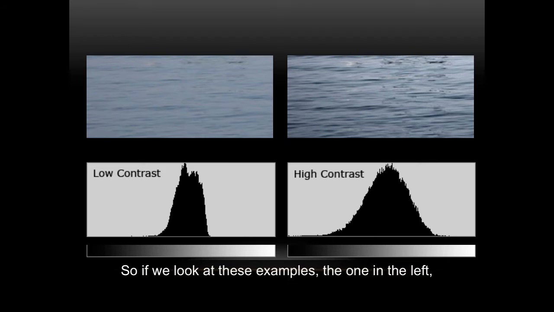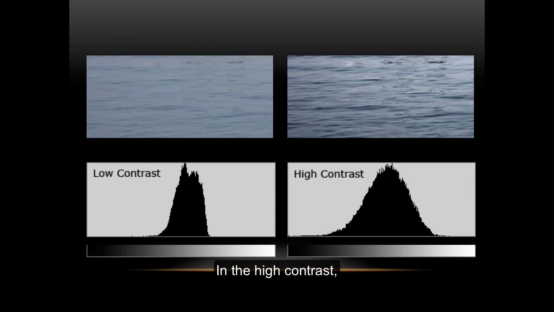So if we look at these examples, the one on the left, the histogram is fairly narrow. There's not a whole lot of pixel range there. It's mainly in the midtones. So basically that histogram is telling me we're lacking shadows and we're lacking highlights. So all of the colors are just kind of in the middle.